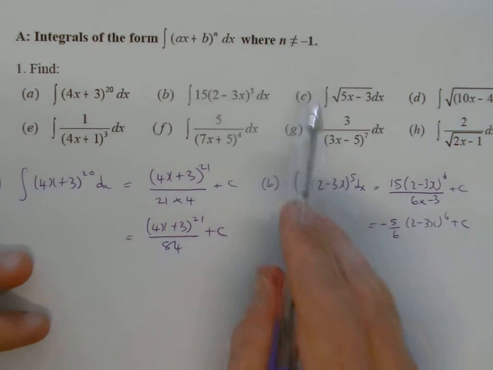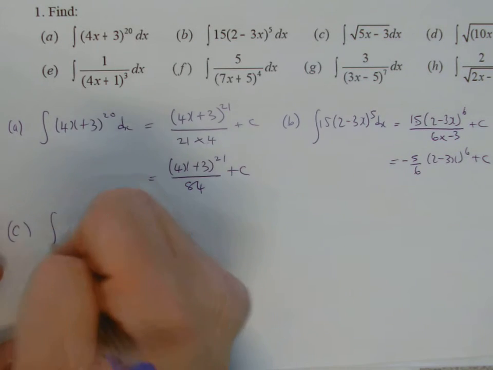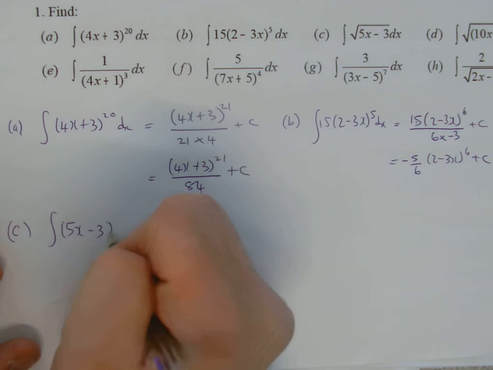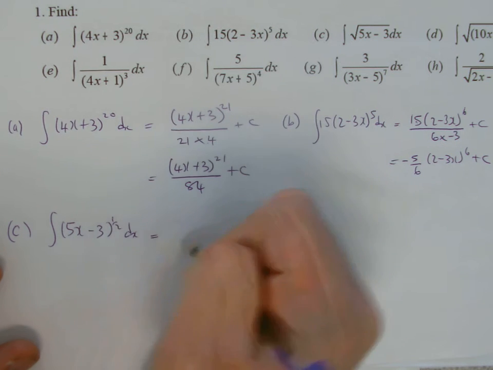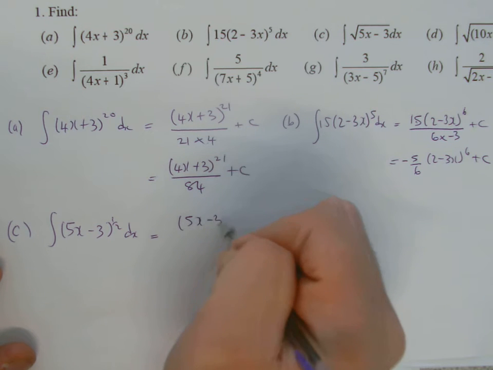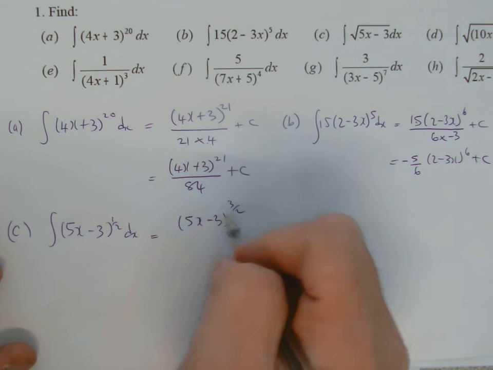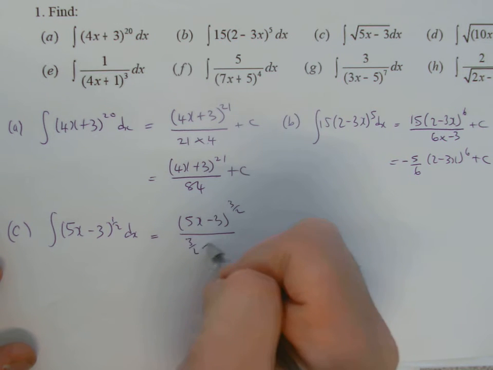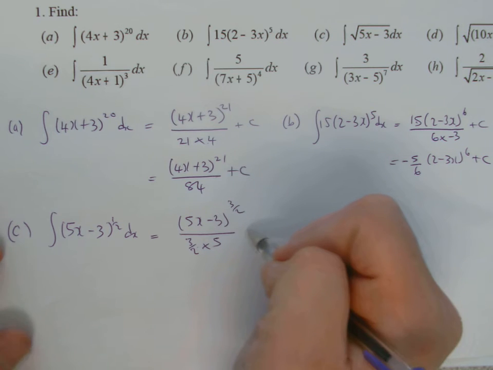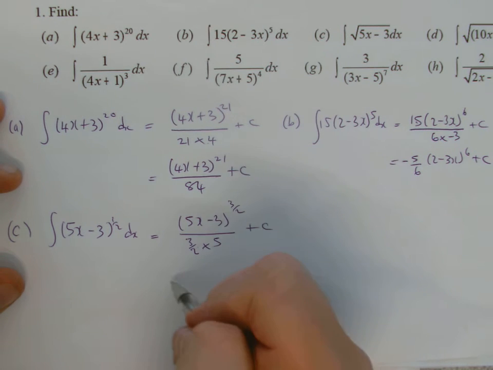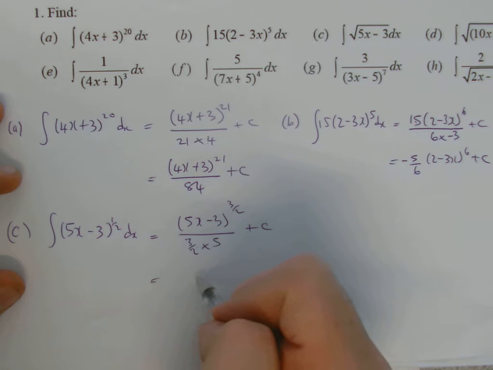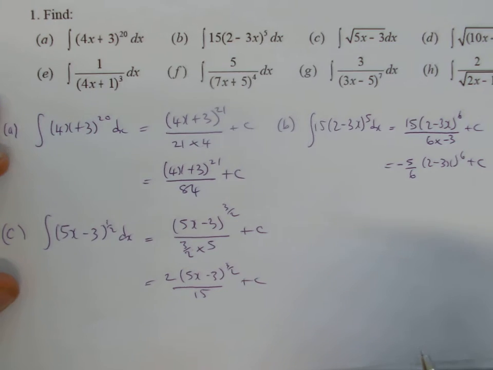Now when it comes to question C here, what I would do is rewrite that as a power. Because it's a root, you want the power half. So I'm going to do (5x - 3) to the power 3 over 2. When you then integrate, you add 1 to that, you get 3 over 2. Divide by 3 over 2 times then the derivative in there, which is 5, and then we're going to add on the c. So you end up having 15 over 2 in the bottom, and of course you'd flip that fraction so the 2 goes to the top, 15 then in the bottom, plus c.